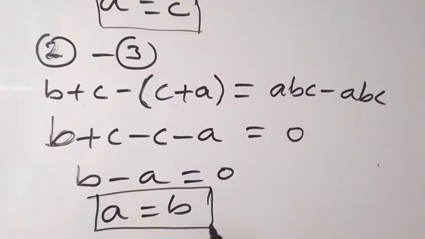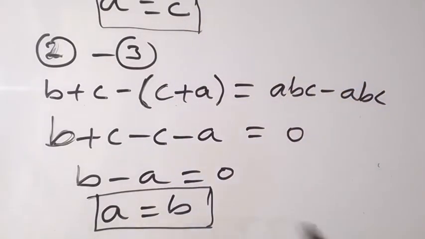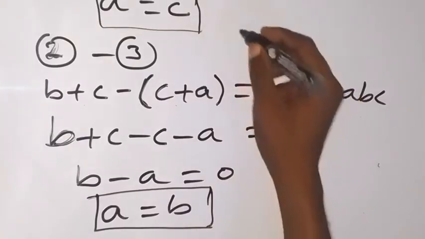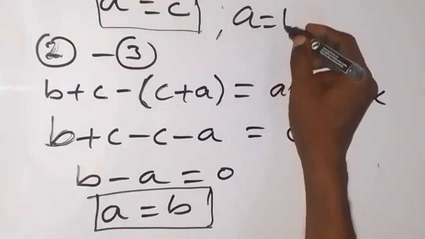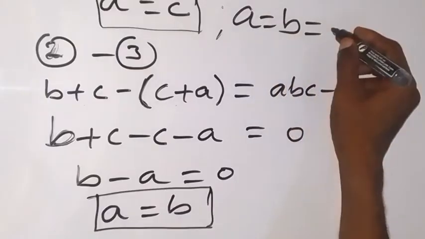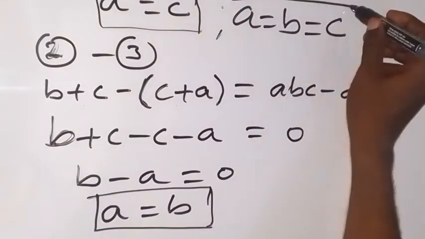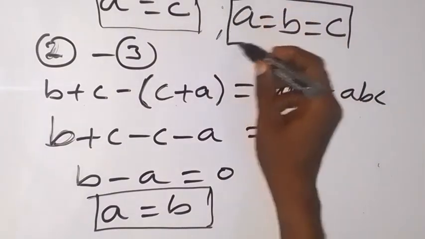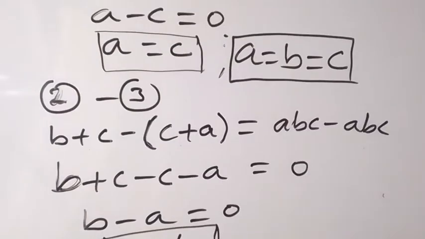Now we have that A is equal to C, and A is also equal to B. So we can write this as A equals B, which is also equal to C. So we have this: the three values are equal. Now from equation 1, let's take equation 1 now. We have A equals B and equals C now.